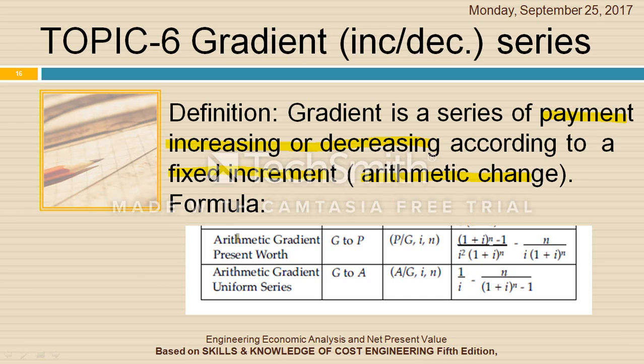We have two scenarios of gradient. G is available, and we're trying to find P, or we're trying to find A. Those are the two options which I read in the books. Maybe there is another possibility, but they are not so familiar. We'll try to solve two examples on the arithmetic gradient.